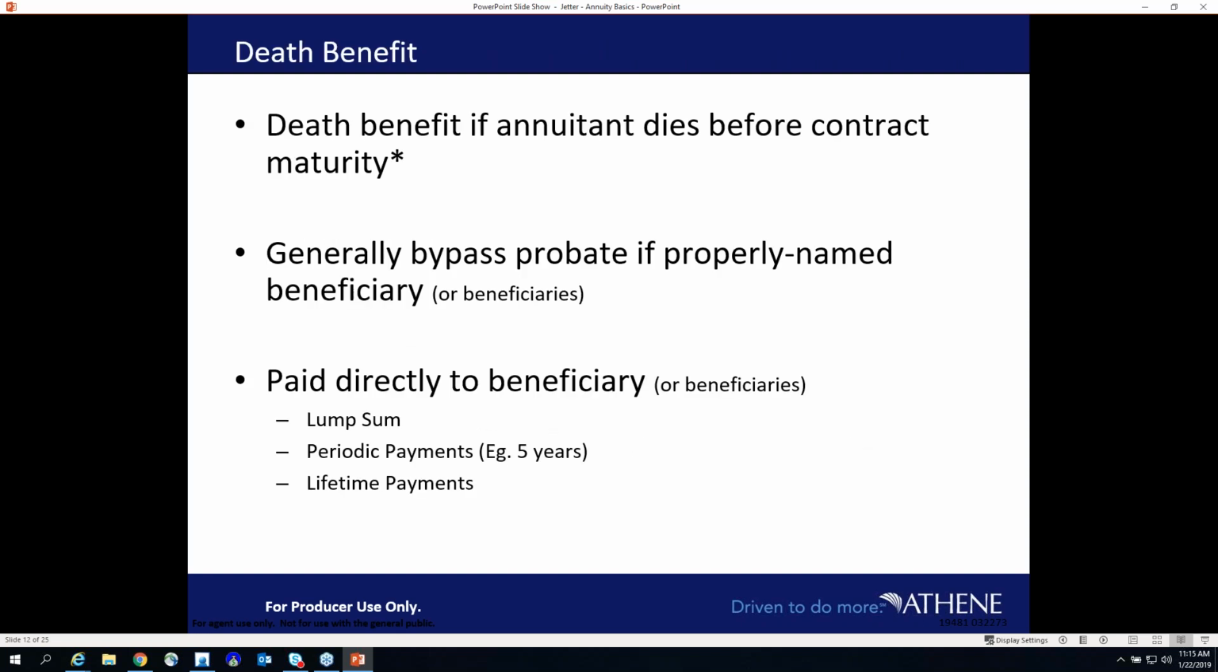So let's talk a little bit about death benefits on our annuities as well. Many death benefits are available if the annuitant dies before contract maturity. Generally, with an annuity, you can bypass probate if you have a properly named beneficiary or beneficiaries. Money will go directly to the named beneficiary and does not need to go through probate on an annuity. It is paid directly to the beneficiary in a lump sum. Also, we have products where the full benefit base can be paid out over a 5-year period or over the lifetime. So very, very good payment options.